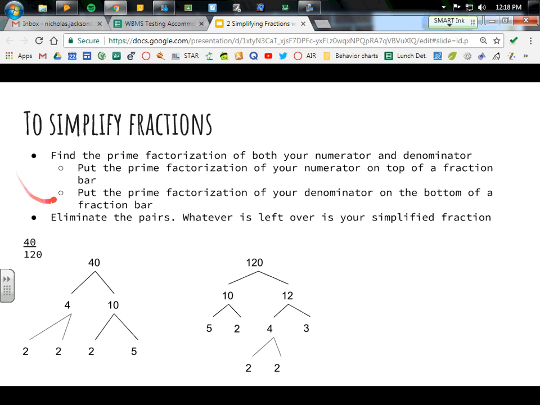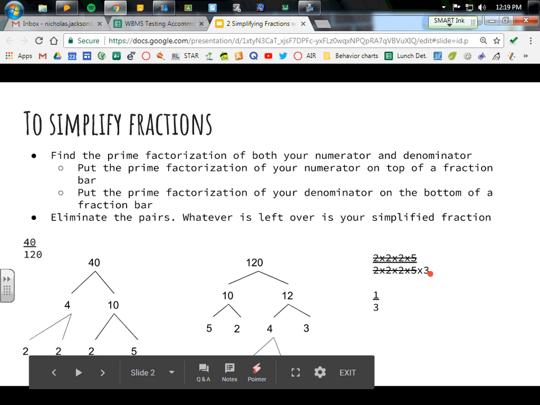So like these points tell us, we're going to put the prime factorization of 40 as the numerator in a fraction, and we're going to make the prime factorization of 120 the denominator, and we're going to eliminate the pairs. So this 2 pairs up with this 2, this 2 pairs up with this 2, this 2 pairs up with this 2, and this 5 pairs up with this 5. So all of these factors cancel each other out.